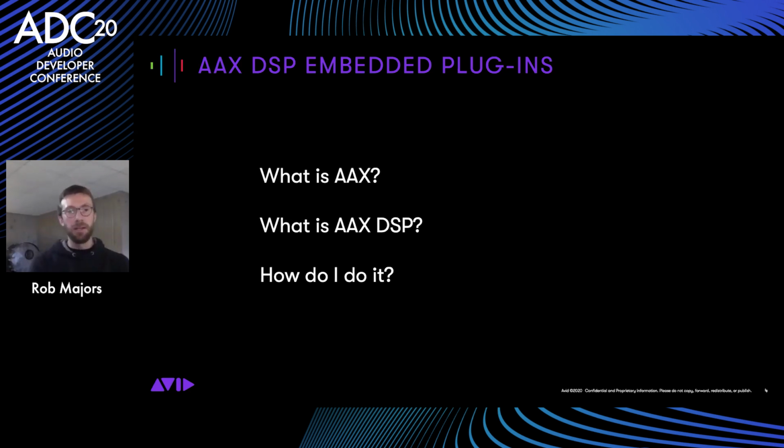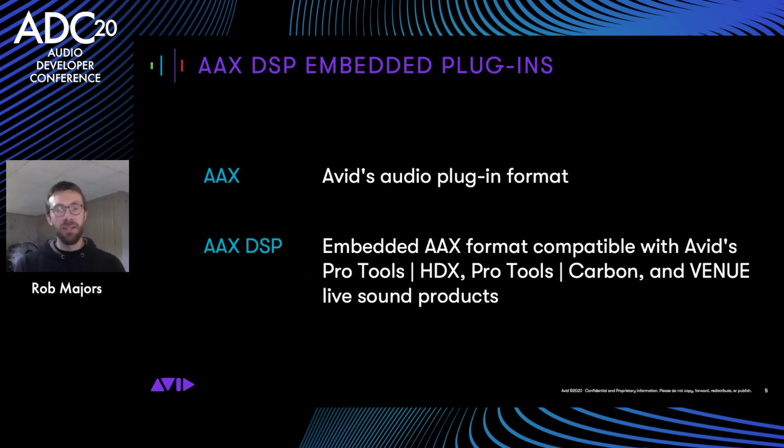So I'm going to run through a few basic points in today's presentation. Again, it's going to be high level. What is AAX? What is AAX DSP? And how do you do it? AAX is Avid's audio plugin format. There are obviously a number of different formats in the world. The most common ones are AAX, VST, and audio units. So AAX is kind of a peer of those other formats in terms of structural ways that you can build an audio plugin, audio processor that gets integrated into things like DAWs.